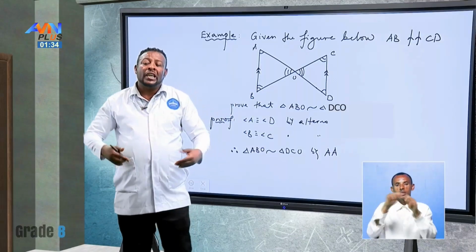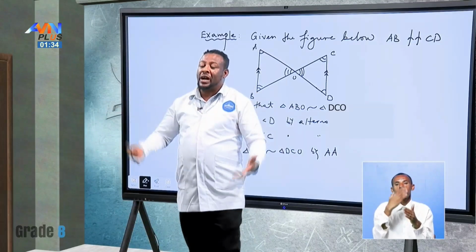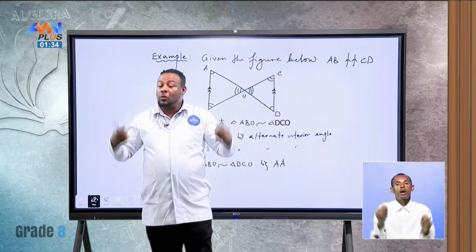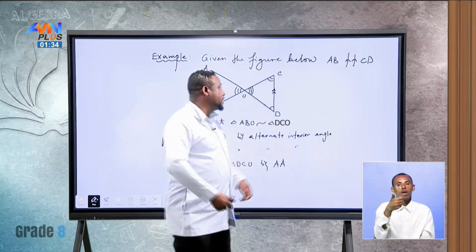Now let's see some examples regarding similarity of triangles that requires the concept of AA, or angle similarity.